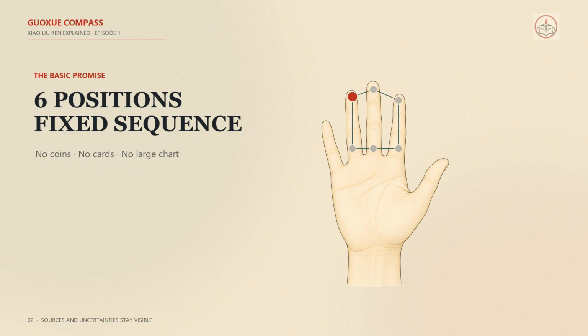This is the basic idea behind Xiao Liu Ren, a Chinese divination method that is easy to demonstrate, but much harder to explain responsibly. In this video, you will learn what Xiao Liu Ren is, why the hand matters, what its six signs are, and why its origin story needs a little caution.